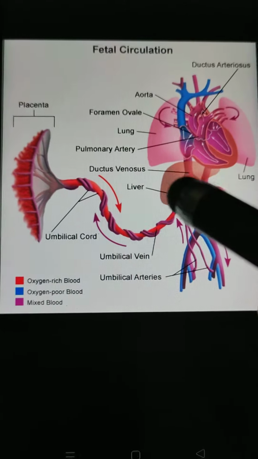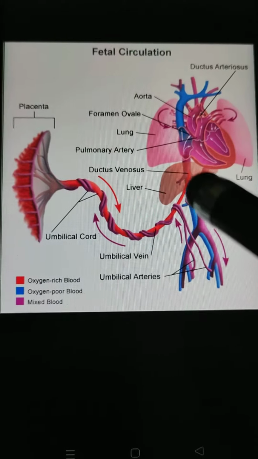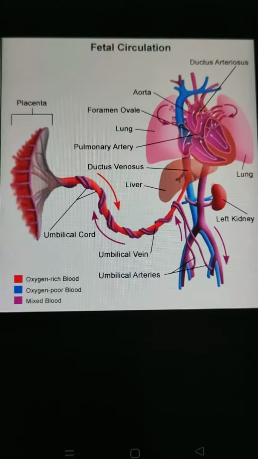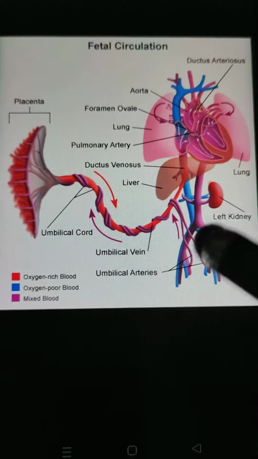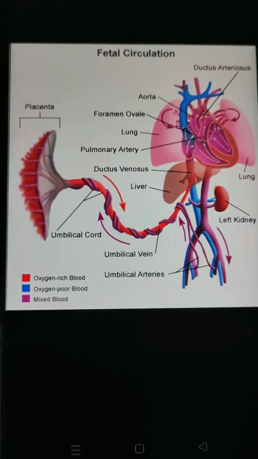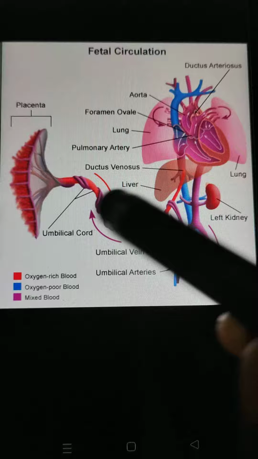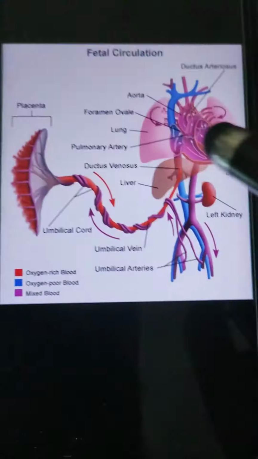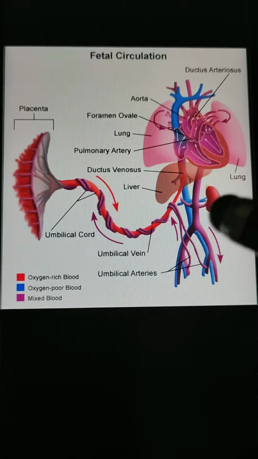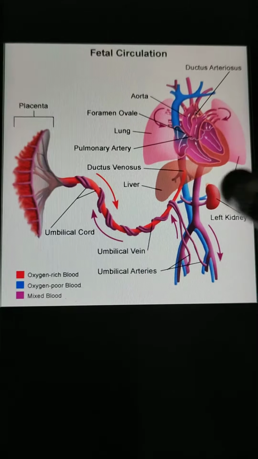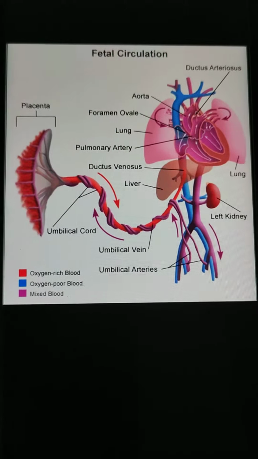So the adult remnant of your ductus venosus is ligamentum venosum. And the adult remnant of umbilical vein, that is especially left umbilical vein, since there is only one umbilical vein, is your ligamentum teres. And the adult remnant of your umbilical arteries is medial umbilical ligament.